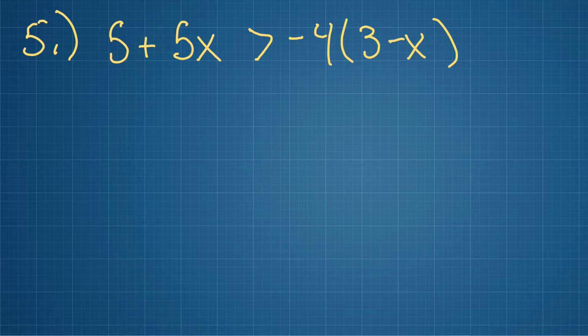All right, number 5, we have 5 plus 5x is greater than negative 4 times the quantity 3 minus x.